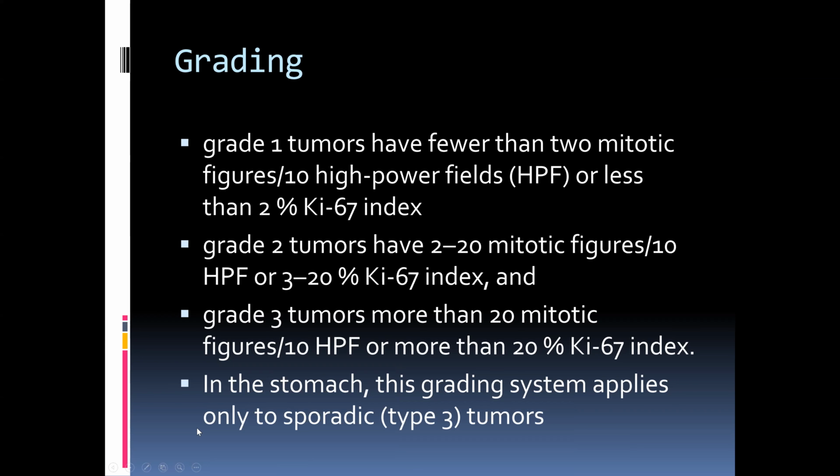It's important to mention, however, that this grading system is really directed in the stomach only to the sporadic or type 3 tumors. So you wouldn't use this for the neuroendocrine tumors. At least you wouldn't use it formally. It's not validated for the tumors that are related to atrophic chronic gastritis.